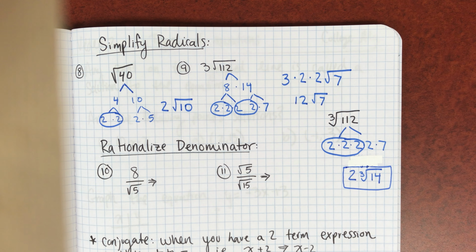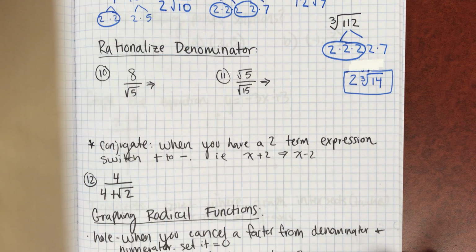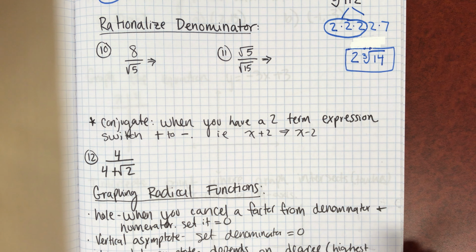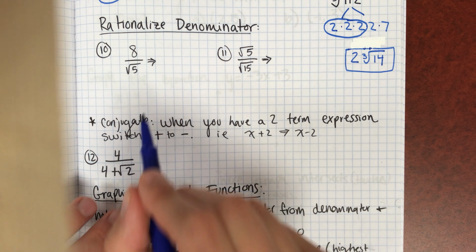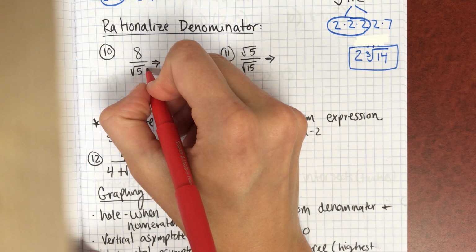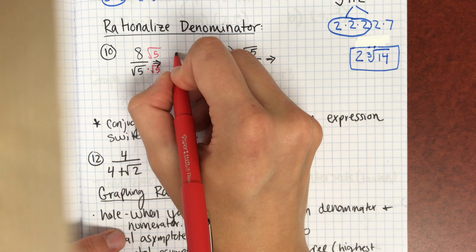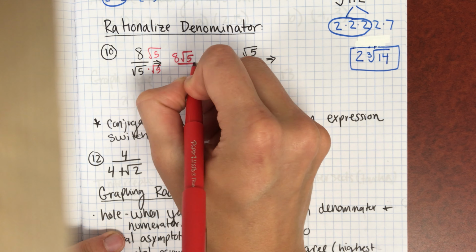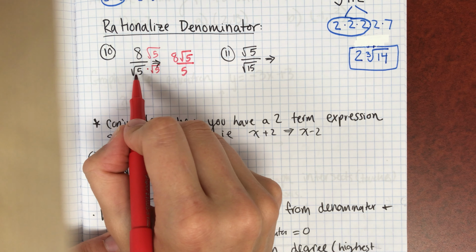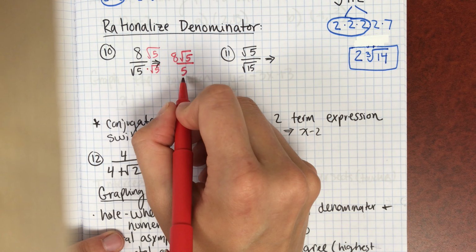All right. Now our next section is rationalize the denominator. Mathematicians are pretty picky on how they like things written, and we do not like square roots or any sort of root in our denominator. So we're going to rationalize it by multiplying by itself in the numerator and denominator. So we would multiply by a square root of 5 on the top and bottom, and that would become 8 square root of 5 over 5. Square root of 5 times the square root of 5 would become square root of 25, which is simply 5.